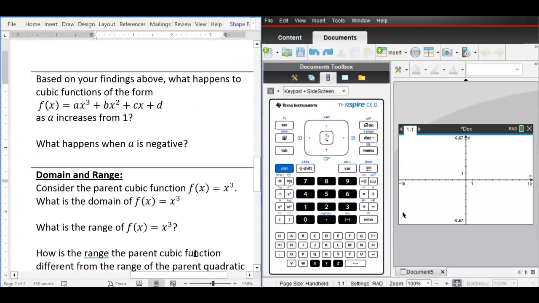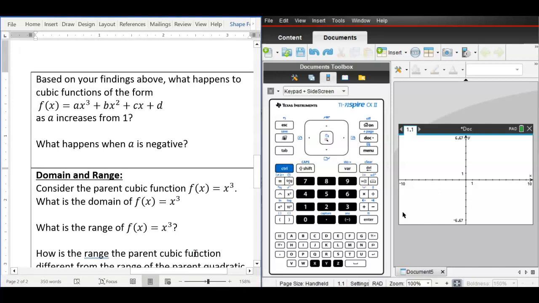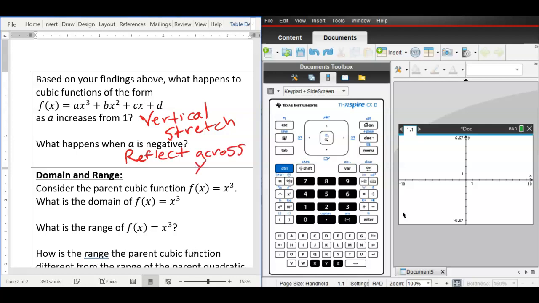All right, when A is greater than 1, so hopefully you noticed when the number out front is greater than 1, it does this. We call it a vertical what? We've done this every section. Vertical what? Stretch. Okay. So if it's less than 1, that would be a vertical compression. What if A is negative? What do we say happens to it? It flips it, or it reflects across the x-axis.